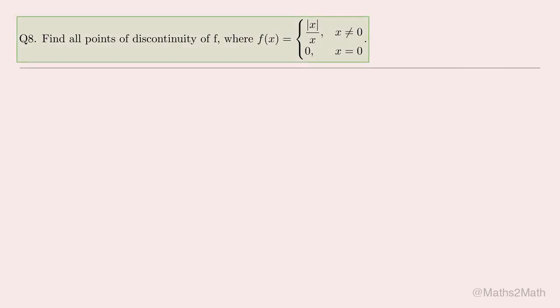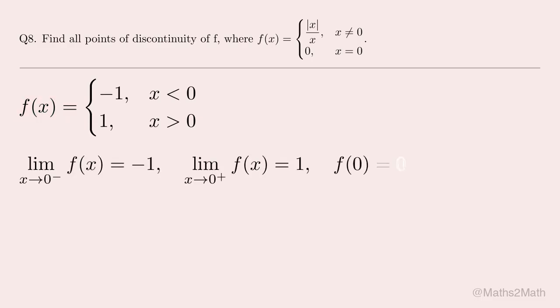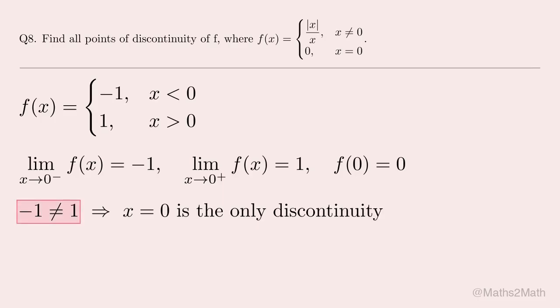Question 8. The sign function in disguise, modulus of x over x away from 0, patched with the value 0 at 0. For negative x, this is -1. For positive x, it is +1. The clash at 0 is the whole story. Resolve the modulus. For x below 0, f is -1. For x above 0, f is 1. On each side, f is constant, hence continuous. At 0, the two one-sided limits disagree, and neither equals the assigned value 0. So 0 is the only point of discontinuity.